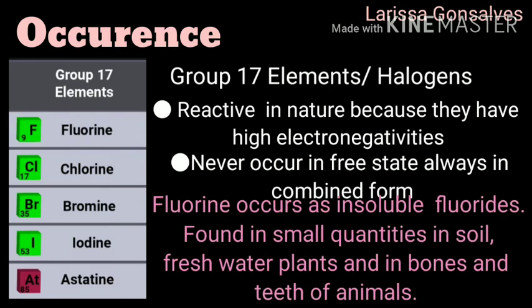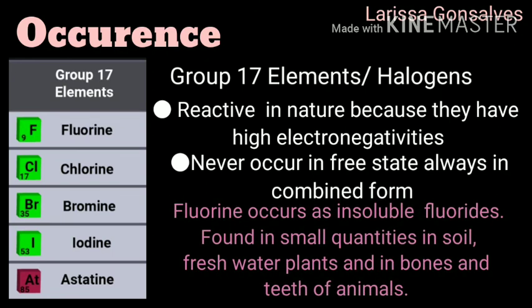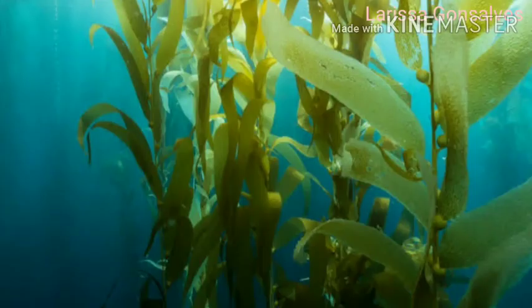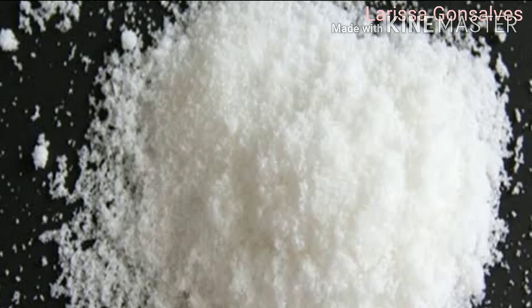Fluorine occurs in the form of insoluble fluorides like fluorspar, cryolite and fluorapatite. Fluorine is also present in small quantities in soil, fresh water, plants and in bones and teeth of animals. Seawater contains chlorides, bromides, iodides of elements like sodium, potassium, magnesium and calcium. Marine life also contains iodine in their system. For example, seaweed contains about 0.5% iodine and Chile saltpeter contains about 0.2% of sodium iodate.